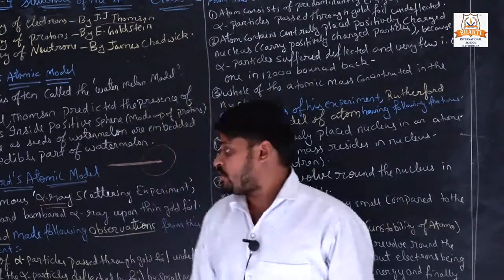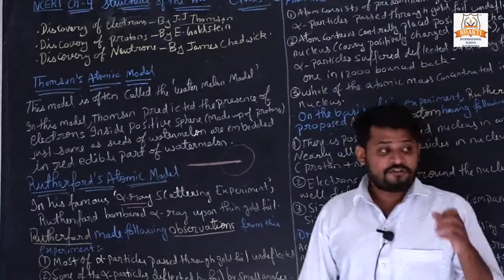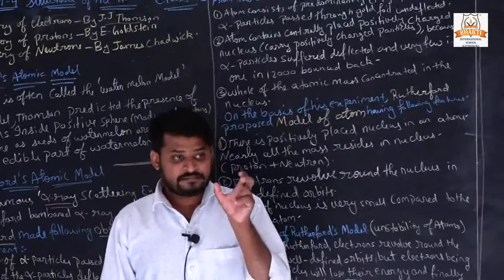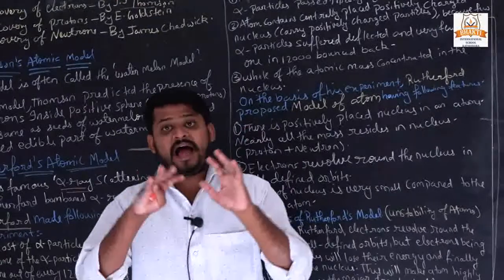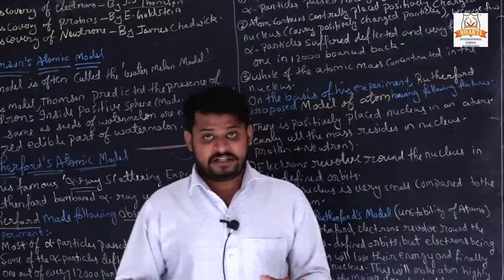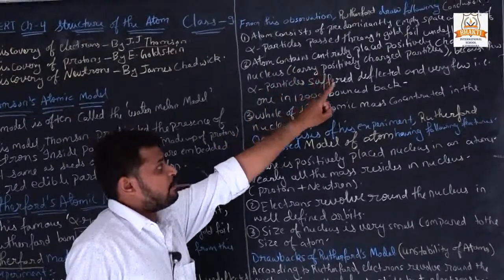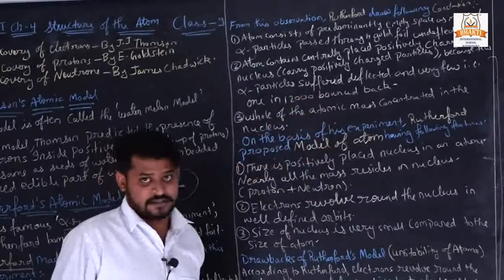So what was the first observation? Most of the alpha particles passed through the gold foil. From this observation Rutherford concluded that most of the space in the atom is empty. Second, atoms contain a centrally placed, positively charged nucleus, which carries positively charged particles.